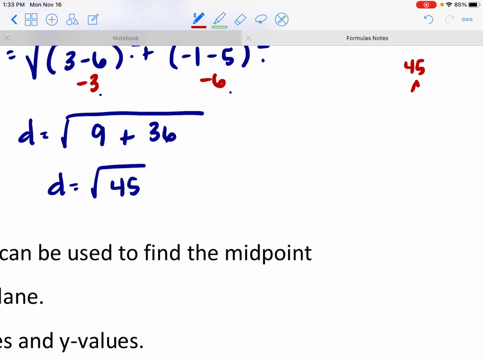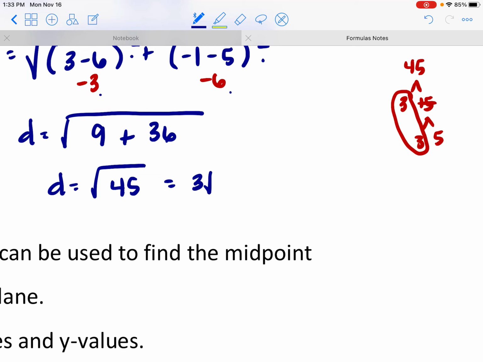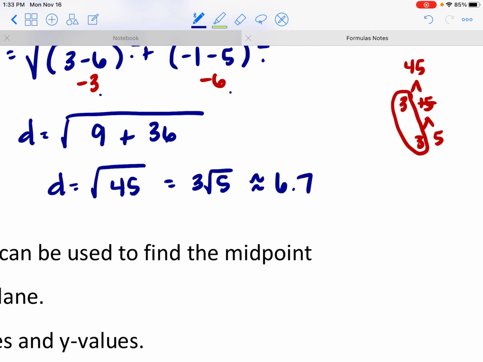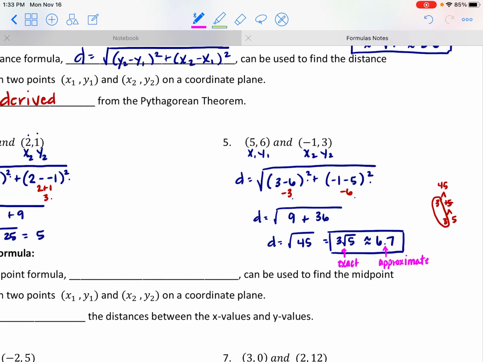So 45 is, let's see, 3 goes in 15 times, and that's 3 times 5, so a 3 can come out. So we would say it's exactly 3 radical 5, or approximately, what was it, 6.7. So 3 radical 5 or 6.7. Again, this would be the exact answer in simplified form, and this would be the approximate answer, depending on what you're asked for. Now, again, that's your distance formula.